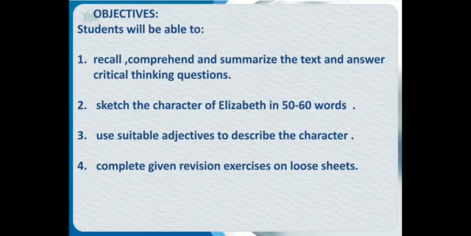Today's objectives are: students will be able to recall, comprehend and summarize the text and answer the critical thinking questions. Sketch the character of Elizabeth in 50 to 60 words. Use suitable adjectives to describe the character. Complete given revision exercises on loose sheets.